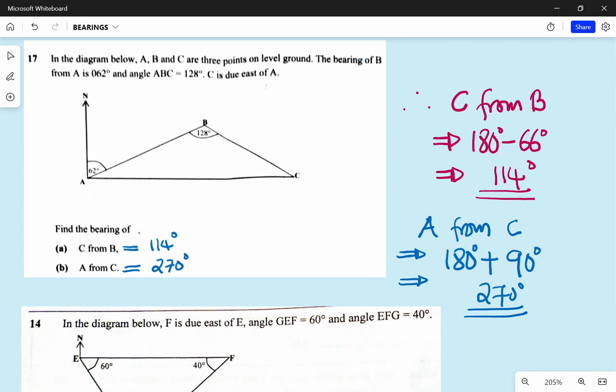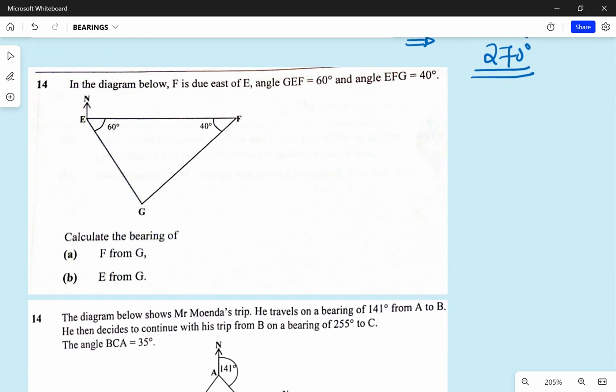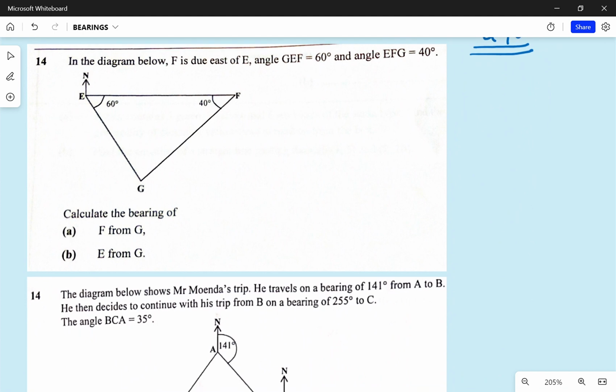This question, I don't know which year is this, but it's question number 14. So this one says, in the diagram below, F is due east. Please take note. When we say due east, it simply means there's a 90 degrees where the bearing is coming from. So due east of E, angle GC is 60 degrees and angle EFG is 40 degrees. All right, as you can see in the diagram there. Calculate the bearing of F from G, meaning from the north of G to the arm of F. F from G simply means from the north of G to the arm of F.